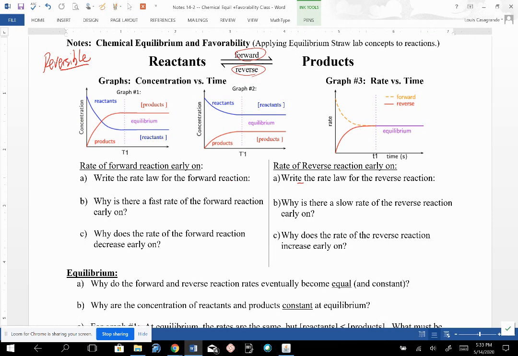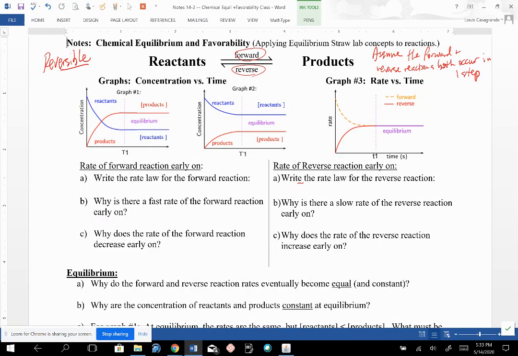Another thing we're going to do is that we're going to assume, for the sake of kinetics, that the forward and reverse reactions both occur in one step. And that way we can apply rate laws to both the forward and reverse direction. So let's go down and see what's going on. Let's look at these graphs first.